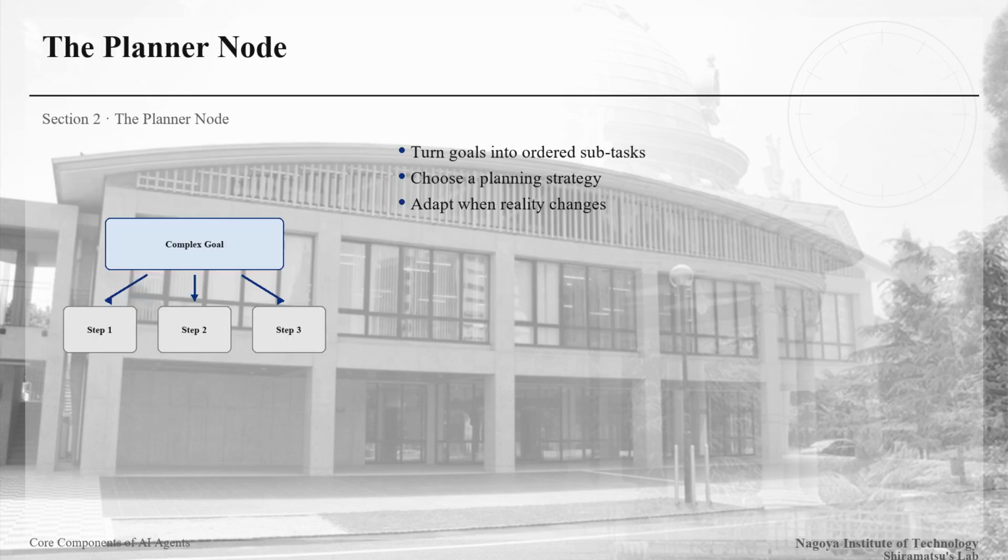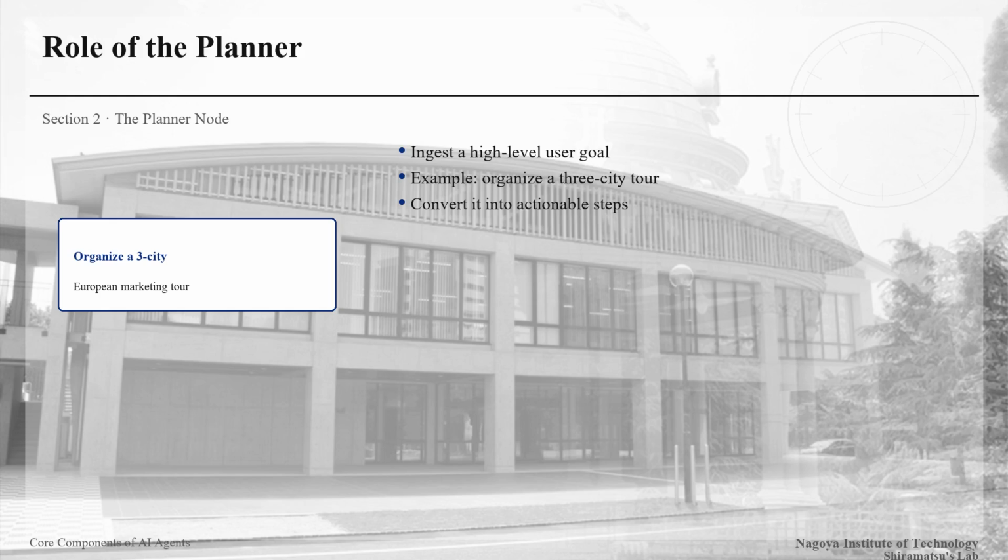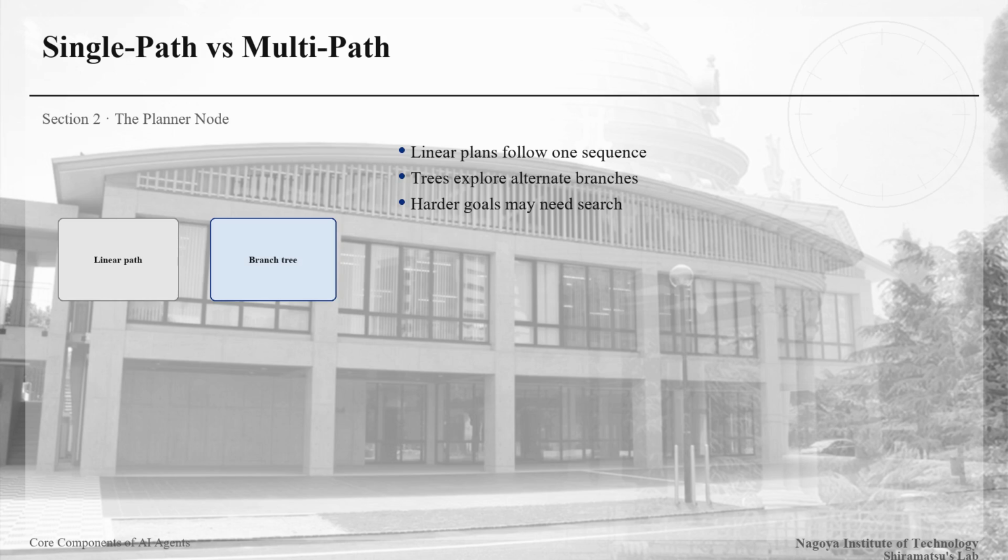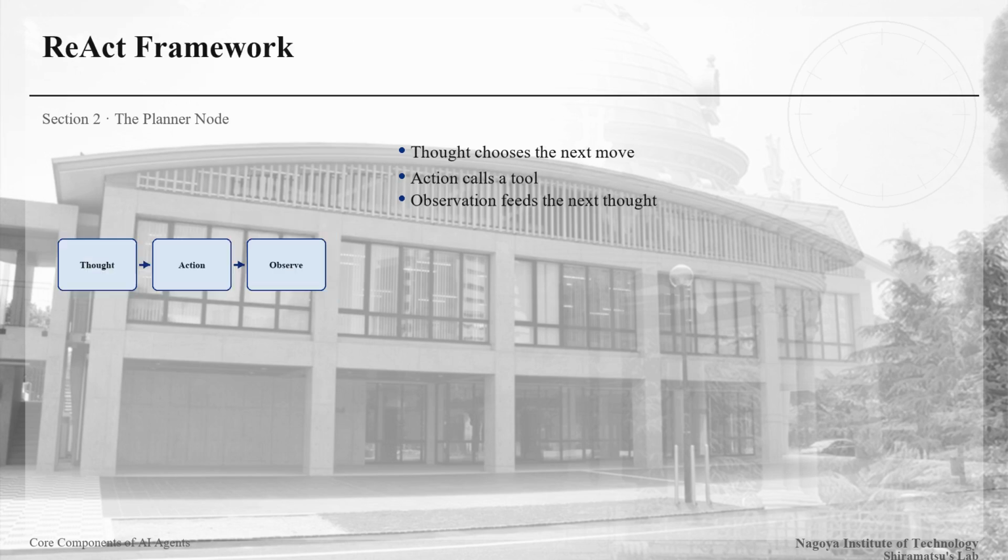Section 2 focuses on the planner node, decomposing goals and choosing reasoning strategies. The planner ingests a high-level prompt, such as organizing a 3-city European marketing tour, and turns it into steps. Planners can follow one linear path or explore multi-path trees that branch and prune options. ReAct interleaves thought, action, and observation, so planning stays grounded in results.